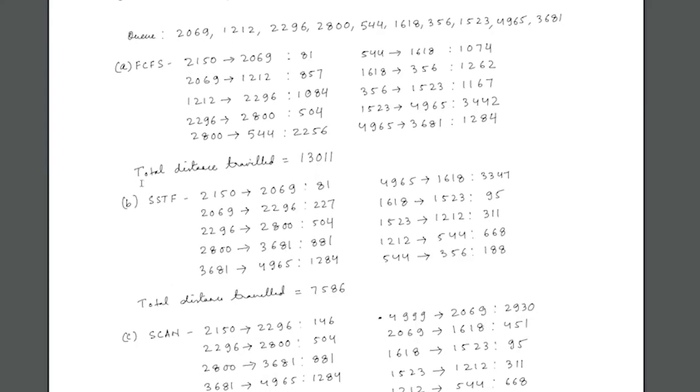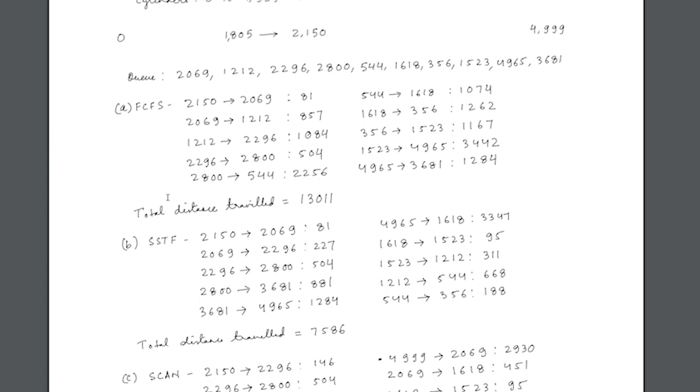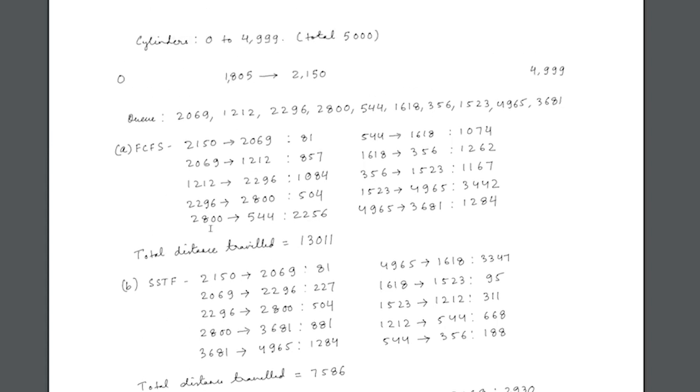Let's move on to the next algorithm, which is the shortest seek time first algorithm. The heads are at 2150, and they will move on to the cylinder which is the closest to 2150. Here you can see that the closest to 2150 is actually 2069, and the distance is 81. From 2069, they're going to move to 2296, because 2296 is the closest to 2069, and the distance traveled in doing that is 227. From 2296, they're going to go to 2800, and so on and so forth.